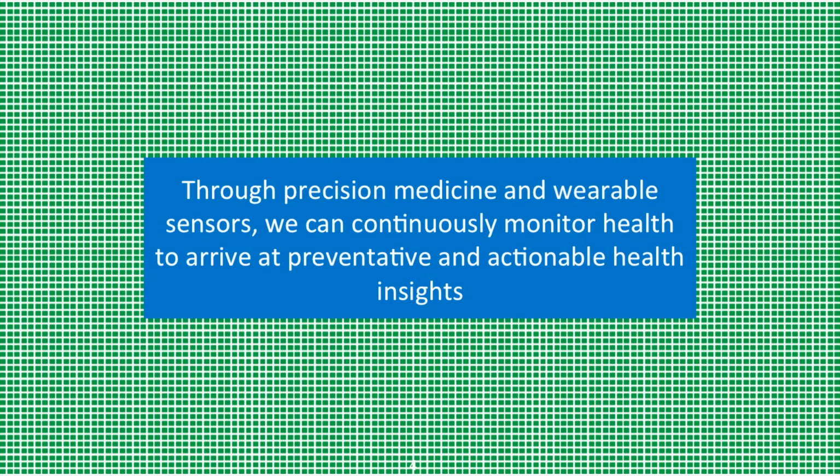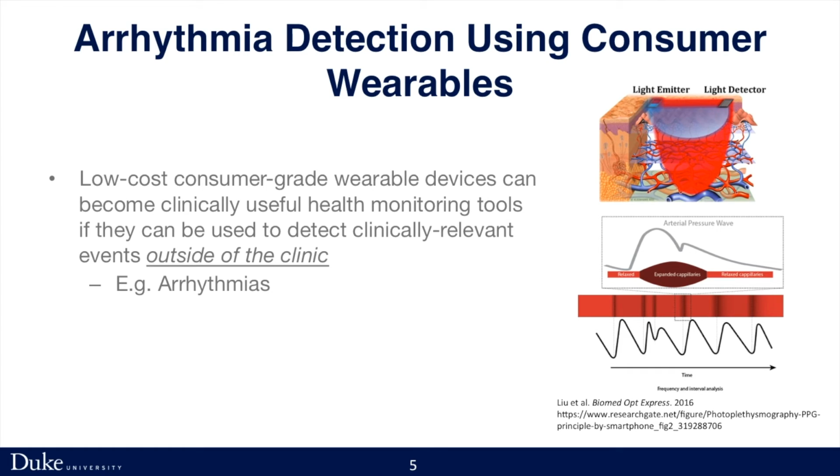So why does this matter? Why do we need to have information about somebody's health outside of the clinic? Well, we've seen in these little squares that there's a large proportion of time when health is occurring, but it's not being monitored. And one of the examples that we have of a reason why it's so important to be able to monitor health continuously is the detection of arrhythmias.